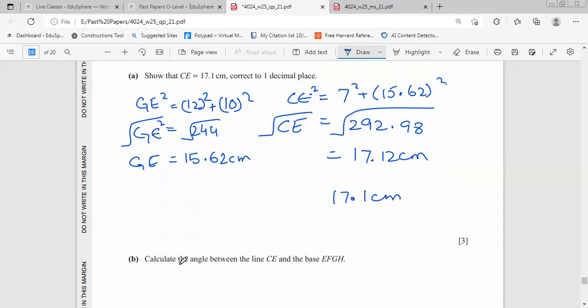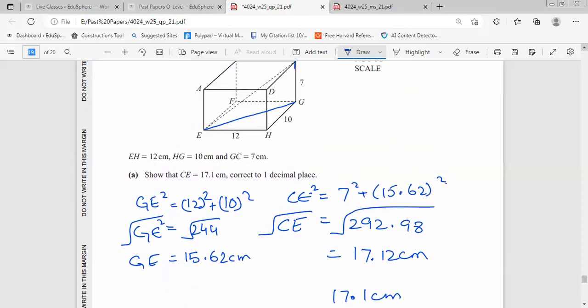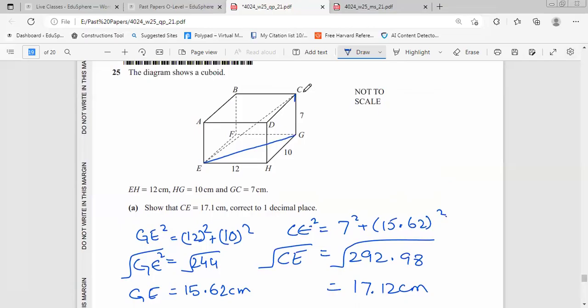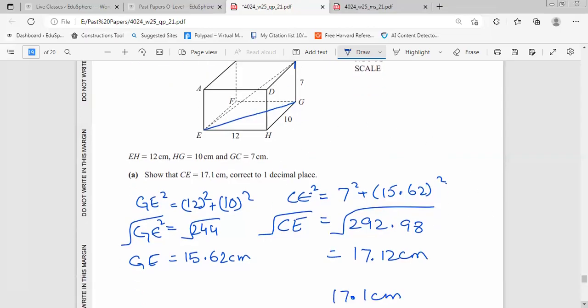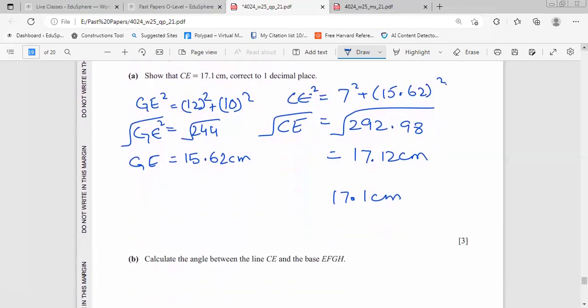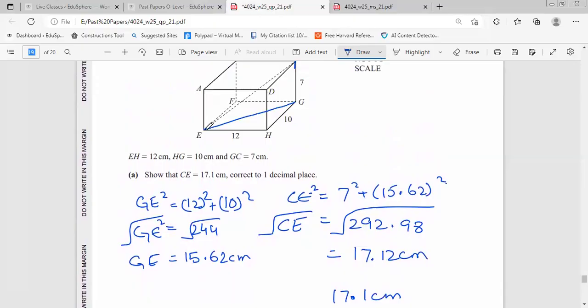Now we have to calculate the angle between the line CE and the base EFGH. For that, I will be taking this 17.1 as the hypotenuse. This line CE is 17.1. We have already calculated CE as the hypotenuse and the perpendicular is this one. So I have to calculate this angle. This is the angle that I have to calculate.